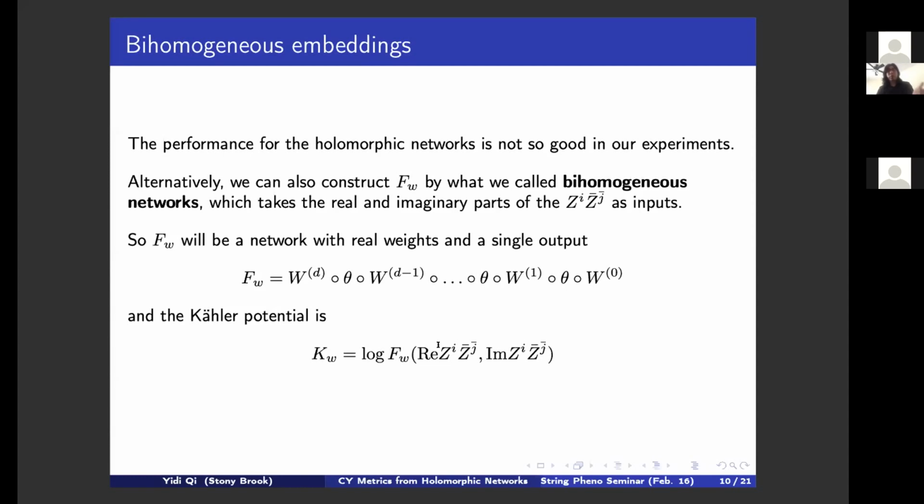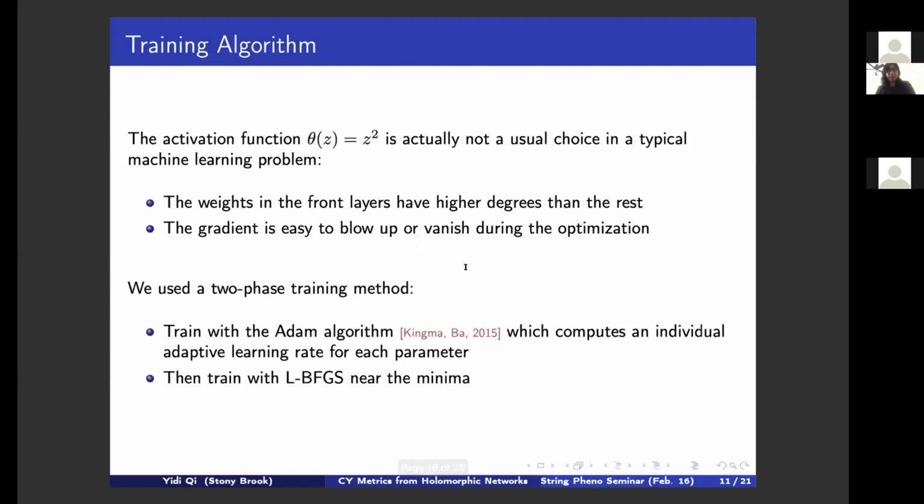But here we have only a single output, because in the end it's just a summation of all of the polynomials, and then we take the log to make the Kähler potential. So this actually works pretty well in the later experiments, and this is what we're going to use for the future experiments. So now let's look at the training algorithm.